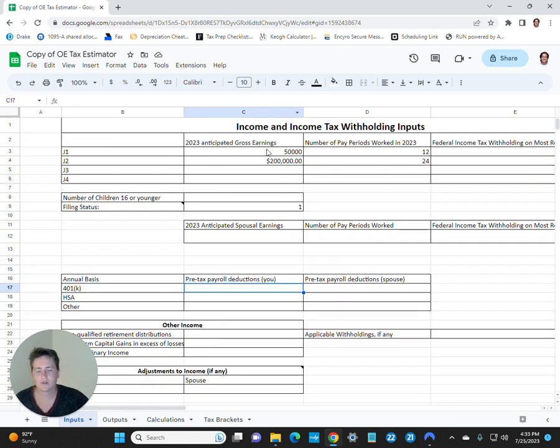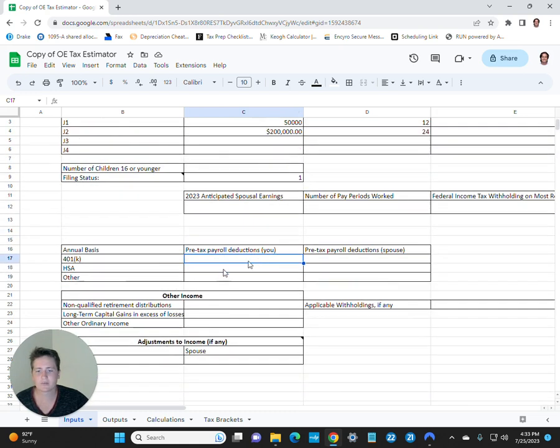Here's where you'll put your 401k contribution. That's why it says gross earnings up here, because we'll take out your pre-tax payroll deductions here: 401k, HSA, other. It's on an annual basis, so say you're contributing $20,000 per year.